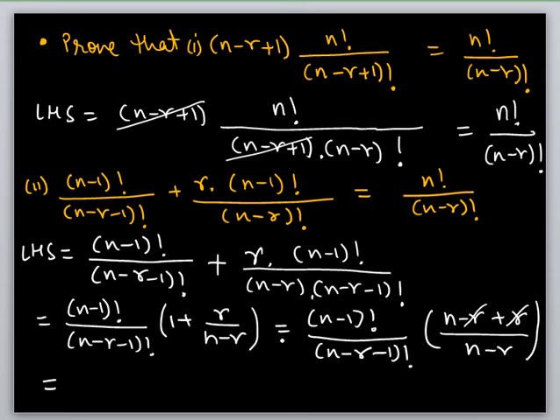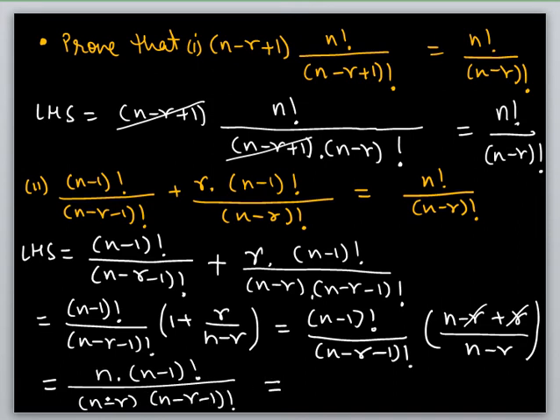So what is the numerator now? I will just rearrange the terms. The numerator is n into n minus 1 factorial. Same we will do in the denominator. It is n minus r into n minus r minus 1 factorial. Let us see, can we compile it?